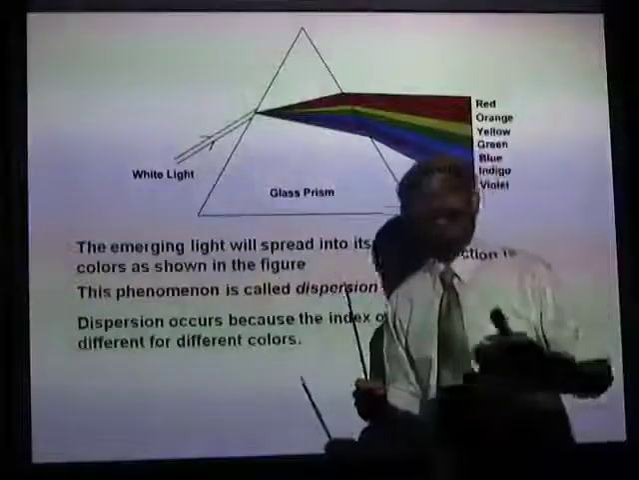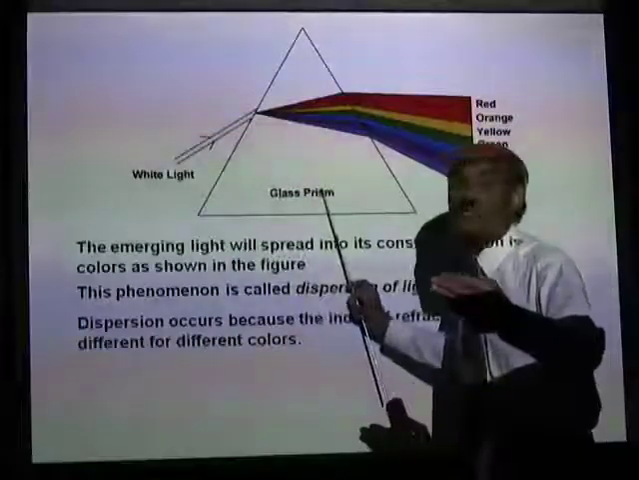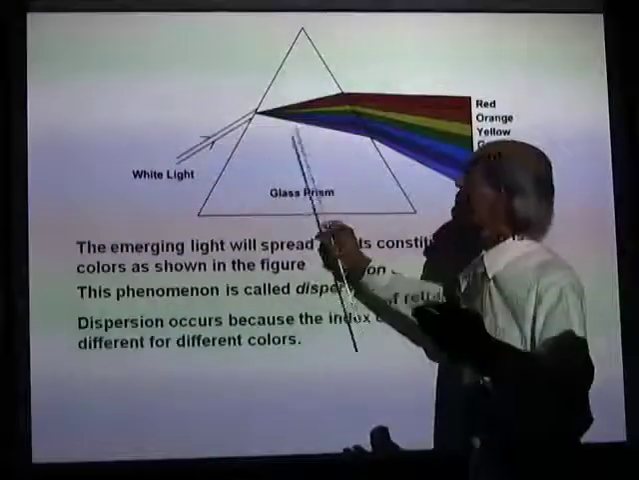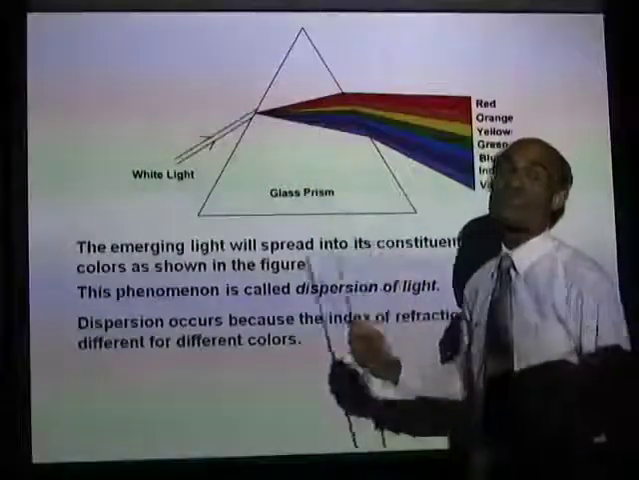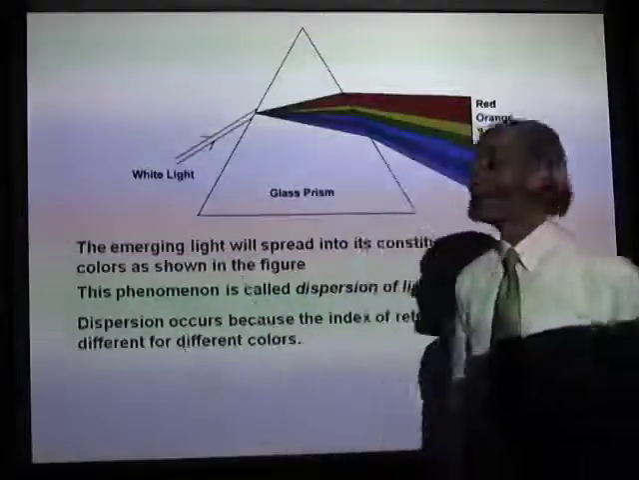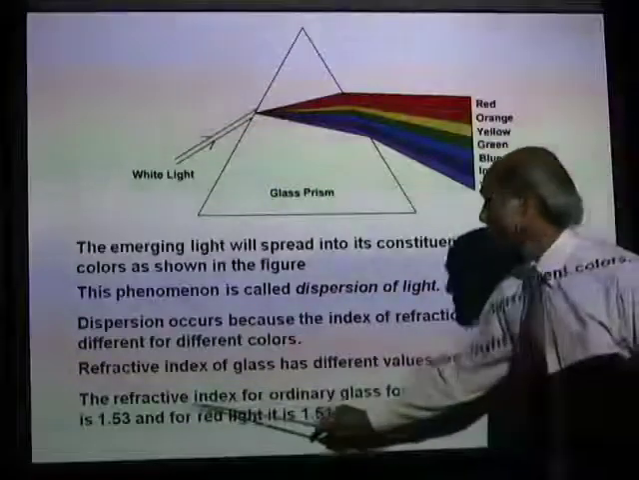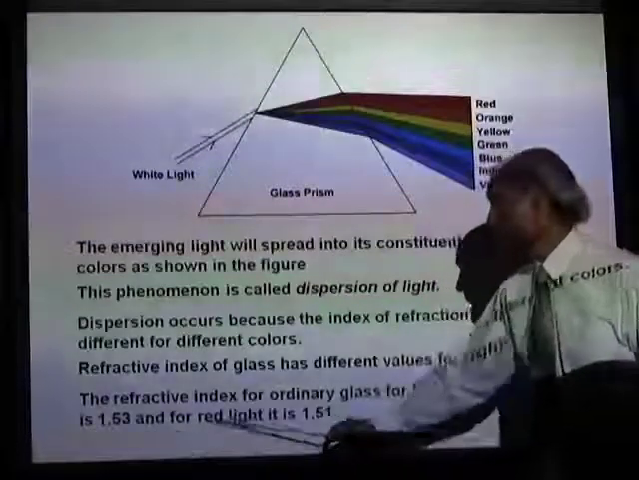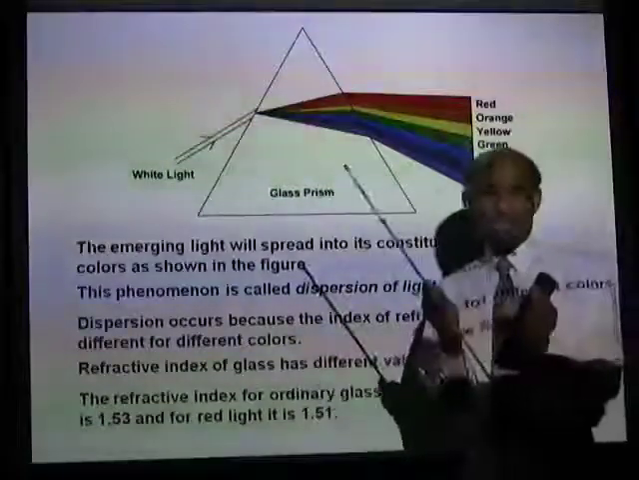Now, we talk about refractive index of a material. Actually, refractive index of glass has different values for different colors. Glass has a refractive index for red. It has a different refractive index for blue, a different refractive index for violet, because each of these colors will be bent in slightly different angles. The refractive index for ordinary glass for blue light is 1.53, and for red light it is 1.51, slightly, distinctly different.